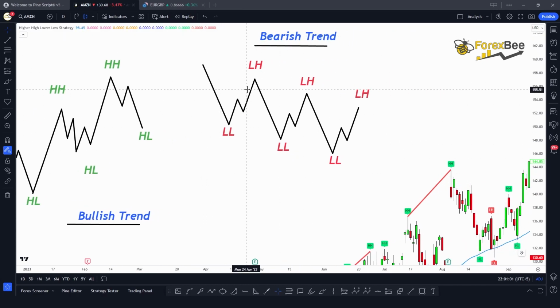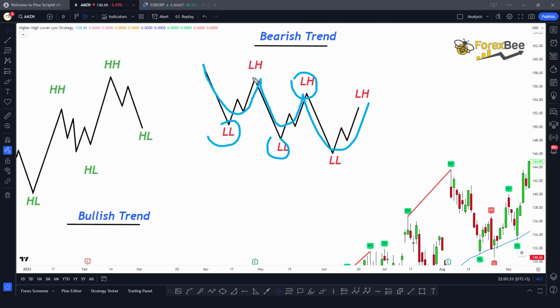Now let's talk about the bearish trend. Just like the bullish trend, in the bearish trend there is the formation of lower lows and lower highs. Here we can see the first swing, then the second swing, and the third swing. In each swing, we can see the formation of the next low or high is lower than the previous low and high.